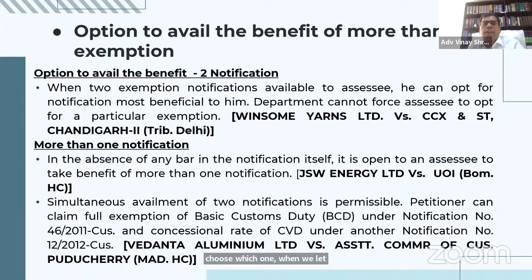It is quite possible that one may not be in a position to avail both of them, but may be in a position to avail either one of them, or may be in a position to simultaneously avail the benefit of both of them. So the Honorable High Courts and tribunals in the erstwhile era have interpreted that if two notifications are available, then he can choose which one is more beneficial to him and opt for that one.